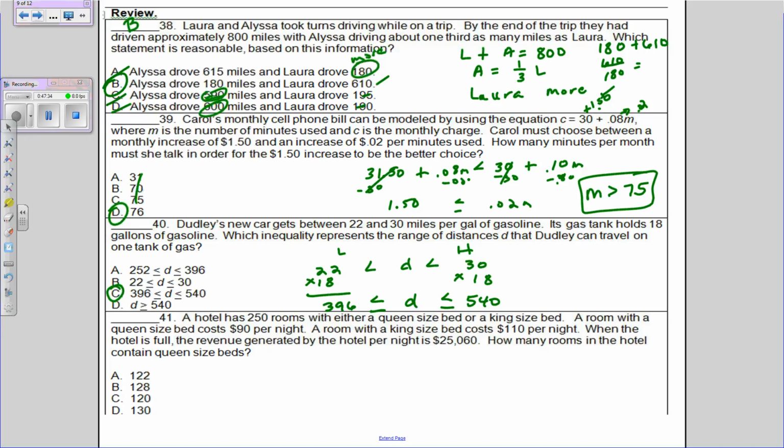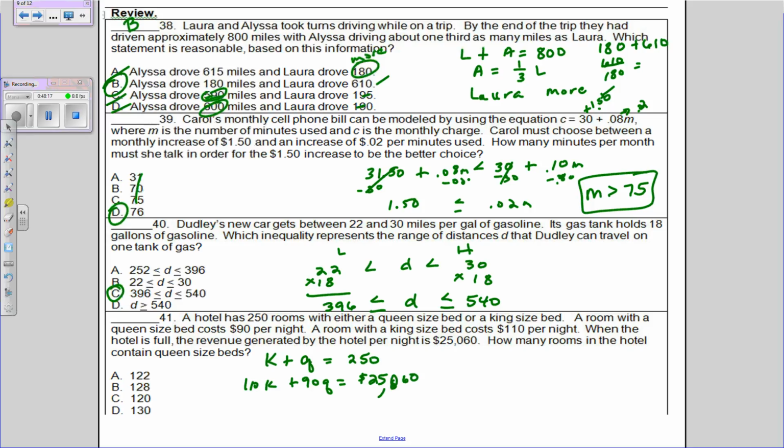A hotel has 250 rooms with either a queen or king size bed. So that would be queen, let's do it in alphabetical. King plus queen equals 250. A room with a queen size bed is 90 a night, so 90 times a queen plus a room with a king size bed, 110 for a king. And the maximum profit they can get is 25,060.